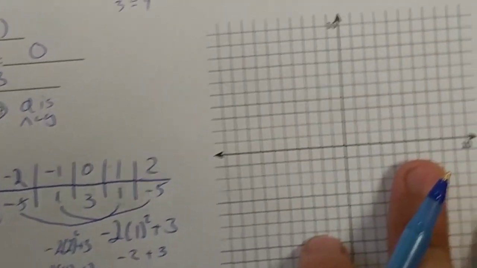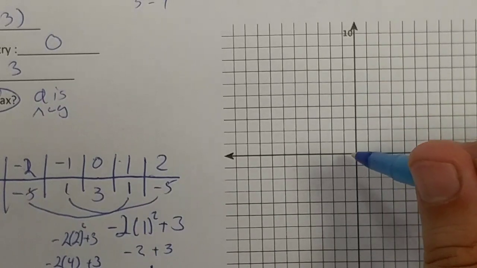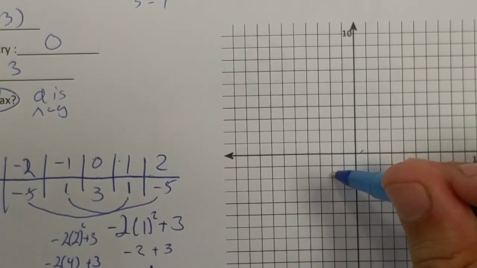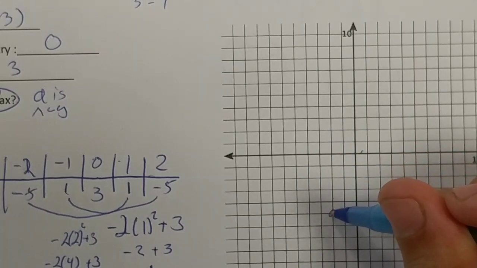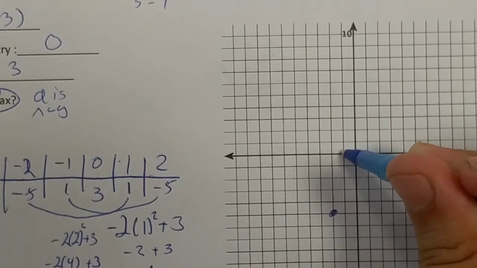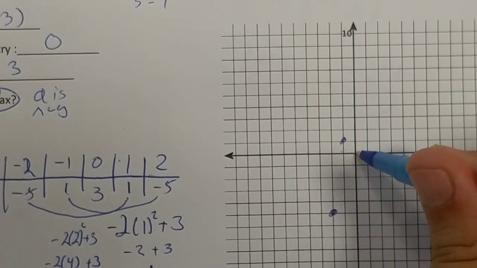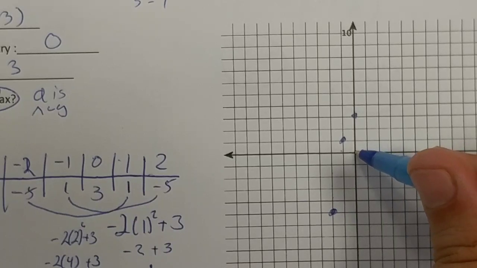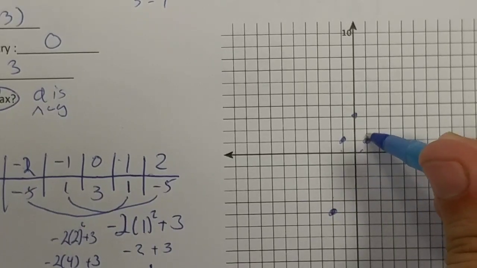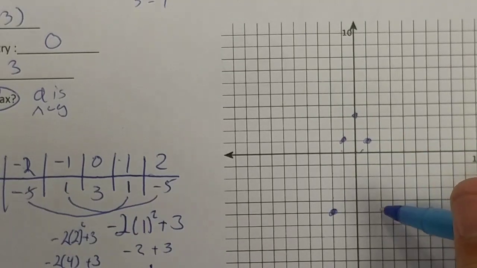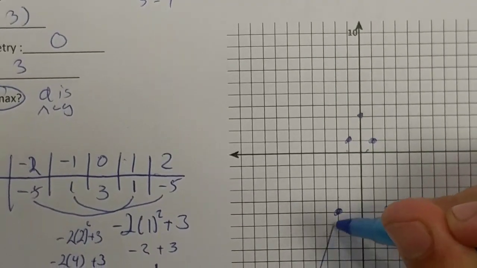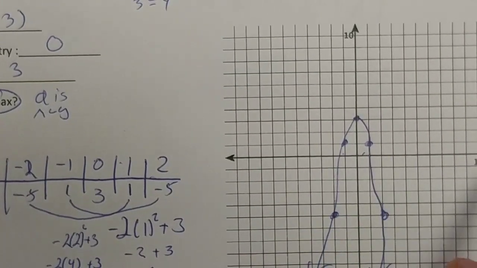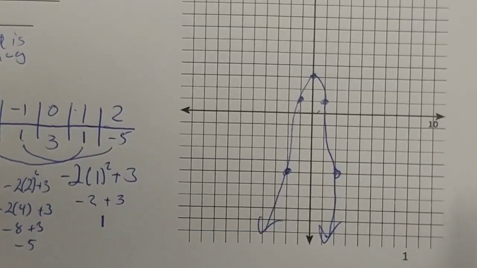So let's graph those points. Negative 2, negative 5, so that's 2 to the left, 5 down, 1, 2, 3, 4, 5. Negative 1, positive 1, so 1 left, 1 up. 0, comma 3, so 3 up. 1, comma 1, so 1 right, 1 up. 2, comma negative 5. Make the U shape. My U shape sucks, but it doesn't matter. This is full credit because your points are clear.